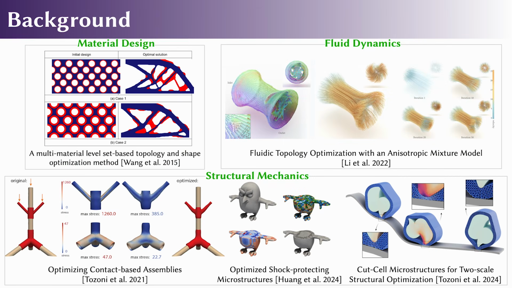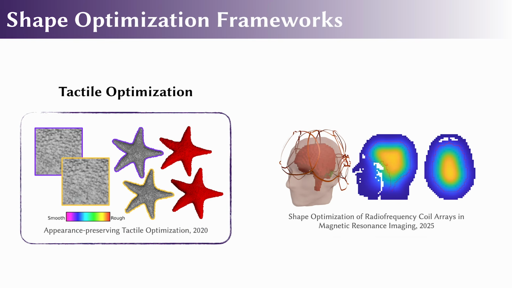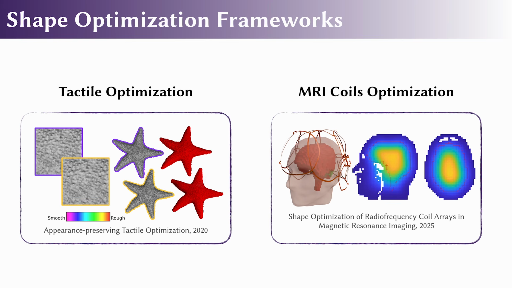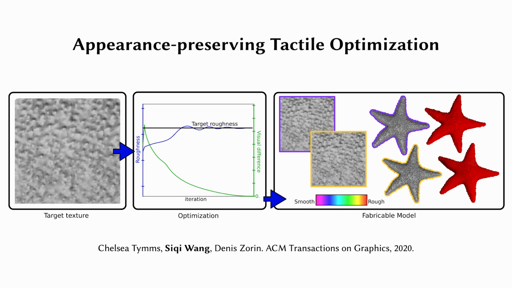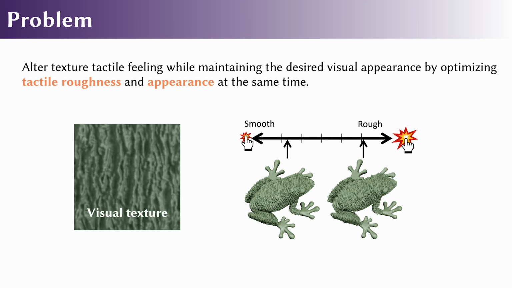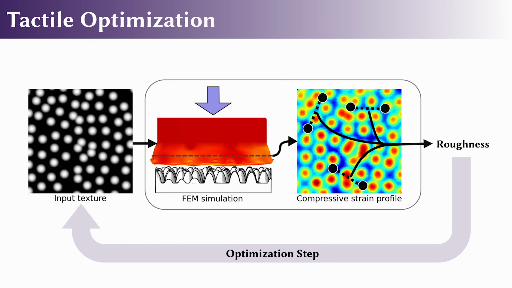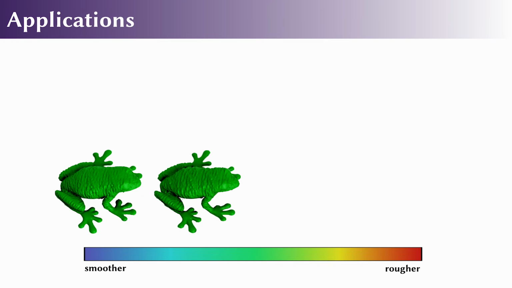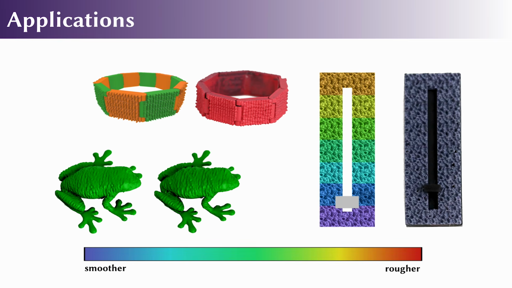Shape optimization approaches have been highly successful in material design, fluid dynamics, and structural mechanics. The last part of my thesis introduced two shape optimization frameworks. The first is for textures. In this work, we are able to control textures' tactile feeling and visual appearance independently by solving tactile and appearance optimization at the same time. It allows visually impaired users to distinguish shapes through touch while still keeping the same visual appearance.